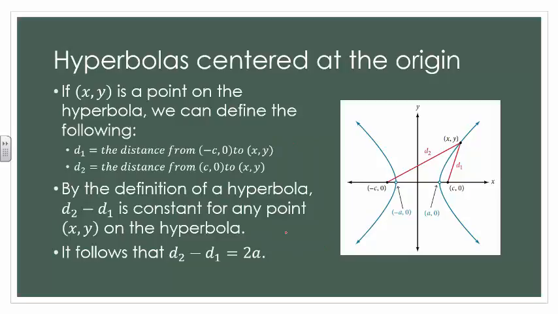If we choose some arbitrary point x, y on the hyperbola, we define those two distances, d1 and d2, as the distance from -c, 0 to our point x, y, and the distance from the focus c, 0 to the point x, y. By the definition of a hyperbola, distance 2 minus distance 1 is constant for any point we choose on the hyperbola, and it follows that distance 2 minus distance 1 is equal to 2a.